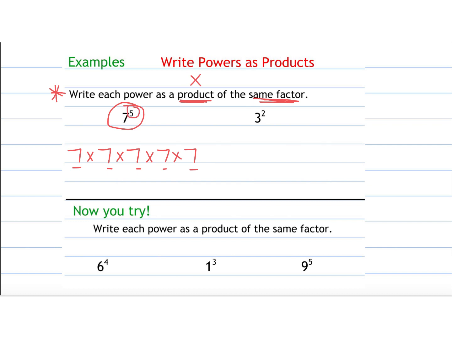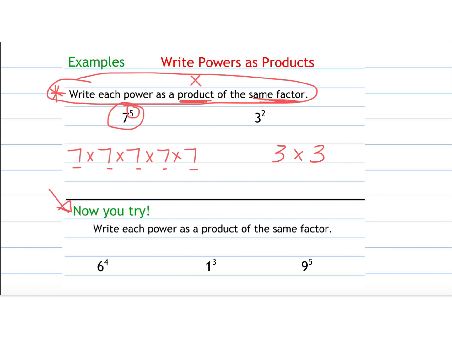3 squared, or 3 to the 2nd power, is 3 times 3. So that's all we're doing. Write each power as a product of the same factor. It does not tell us to solve. It doesn't tell us to evaluate. That's all we're doing. Pause and try these ones right here.